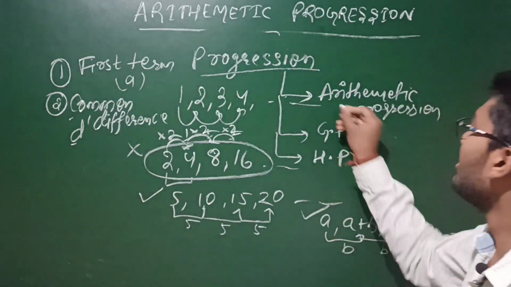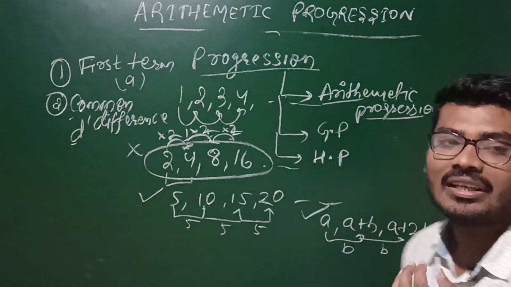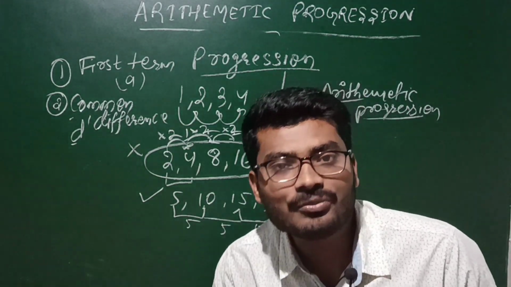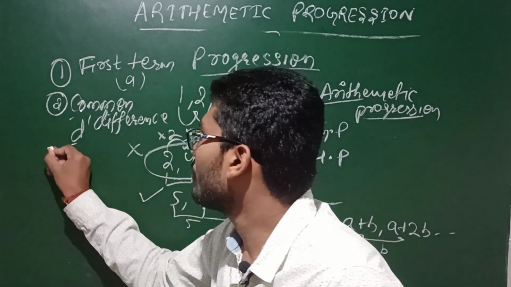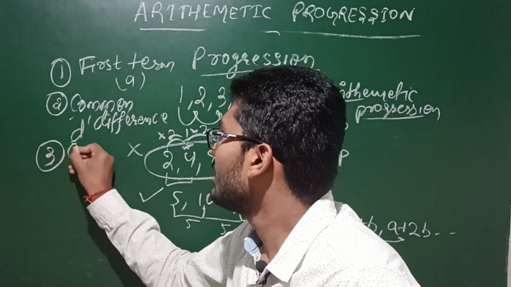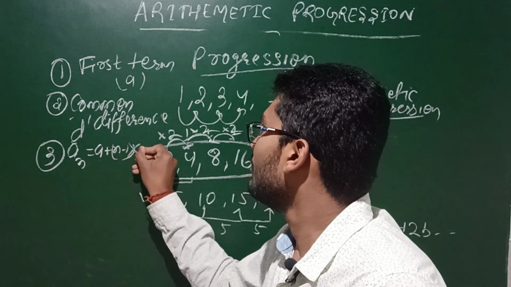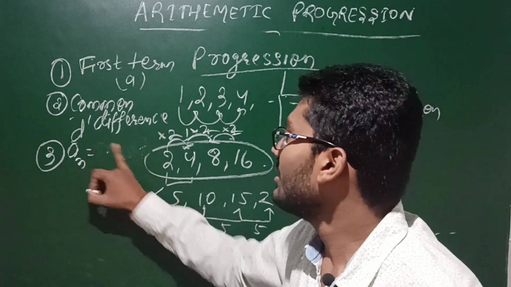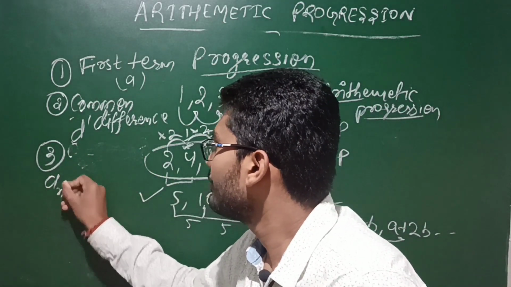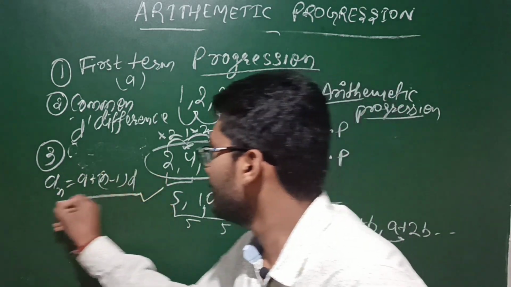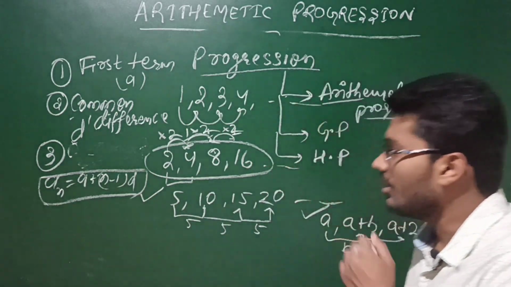In arithmetic progression, we already know that the nth term of a progression can be represented by a general formula. So the general formula for AP is a plus n minus 1 into d.